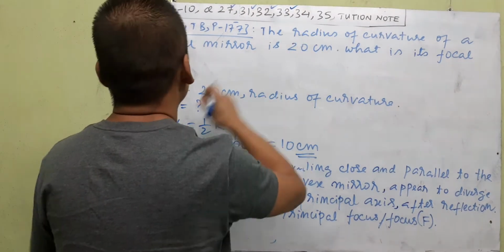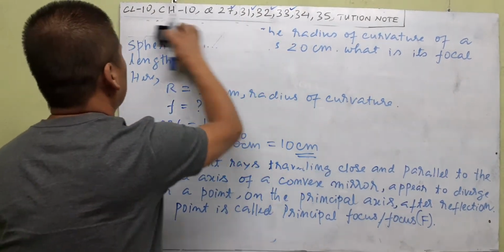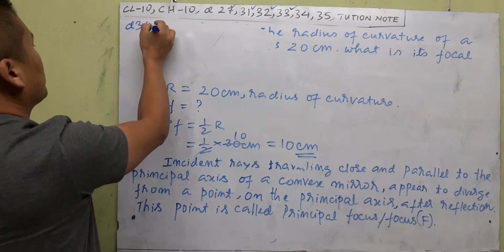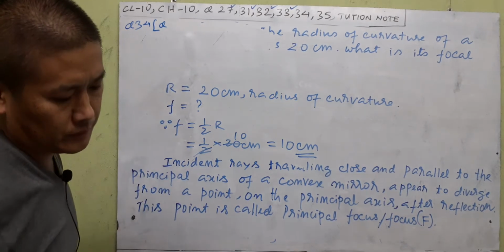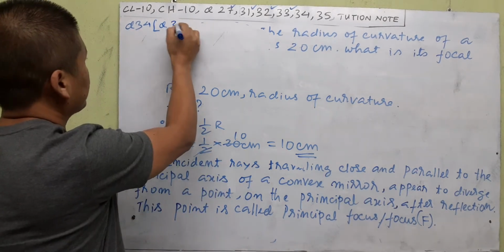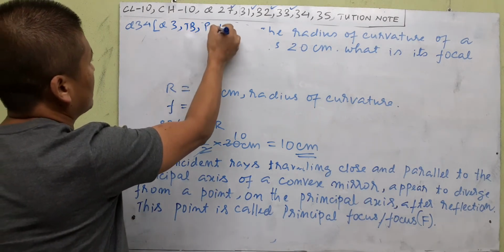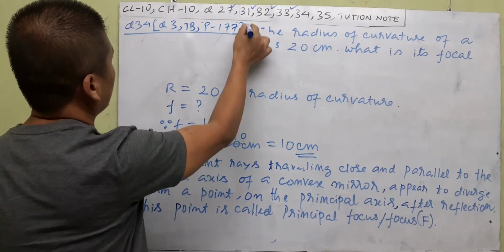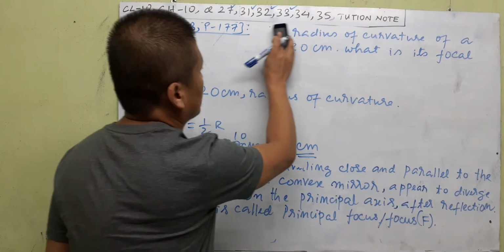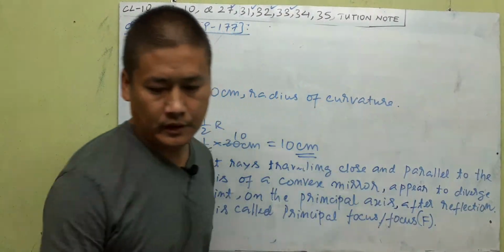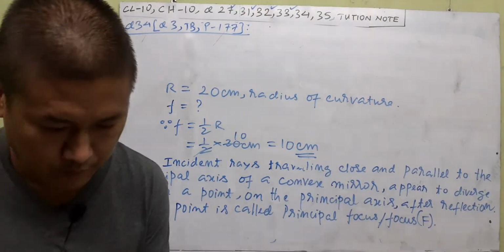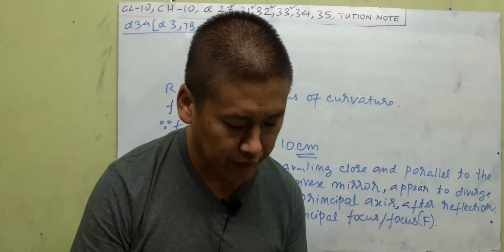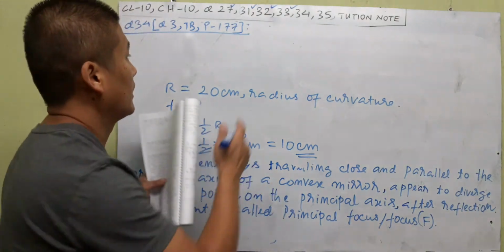Now 2 more questions. Let's go to 34. Question 34 is the question number in your tuition note. This is an actual textbook question, question number 3, textbook, page 177 again. Let's see what is the question there, and let us write it together as we do it. Name the mirror that can give an erect and a large image of an object.